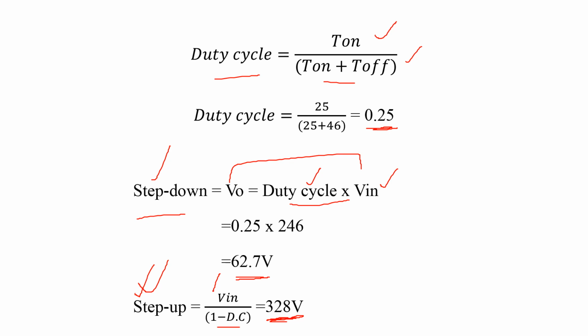So by the assumptions of step down chopper and step up chopper, we are getting these voltages. So the option is both, which means it is a step down chopper as well as a step up chopper.